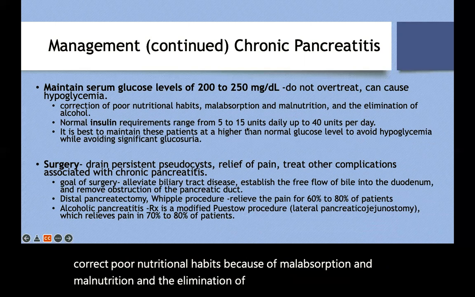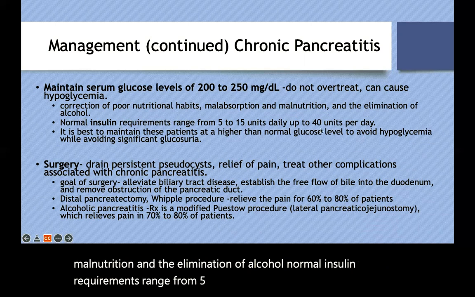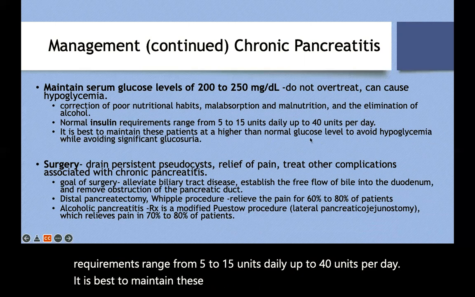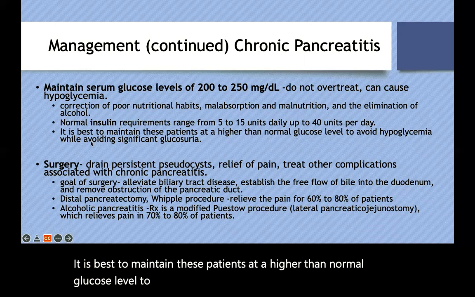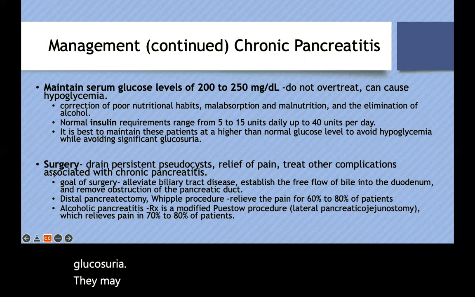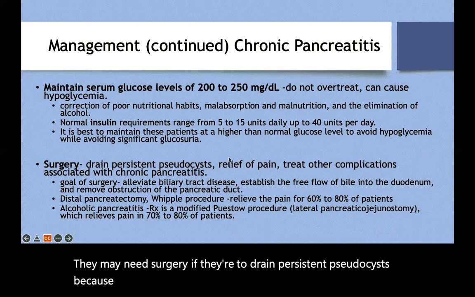Normal insulin requirements range from 5 to 15 units daily up to 40 units per day. It is best to maintain these patients at a higher than normal glucose level to avoid hypoglycemia while avoiding significant glucosuria. They may need surgery to drain persistent pseudocysts because it'll relieve pain as well as treat other complications associated with chronic pancreatitis.